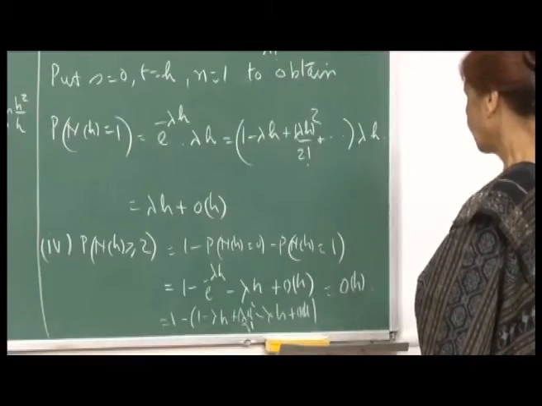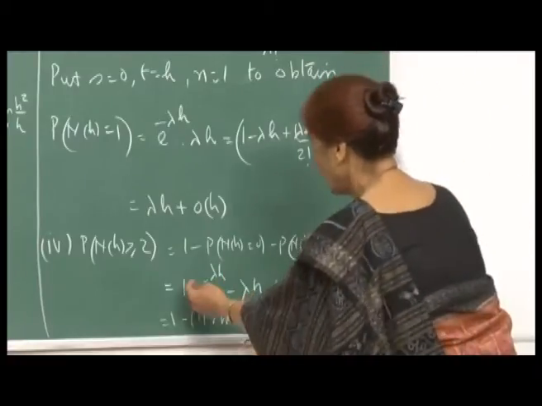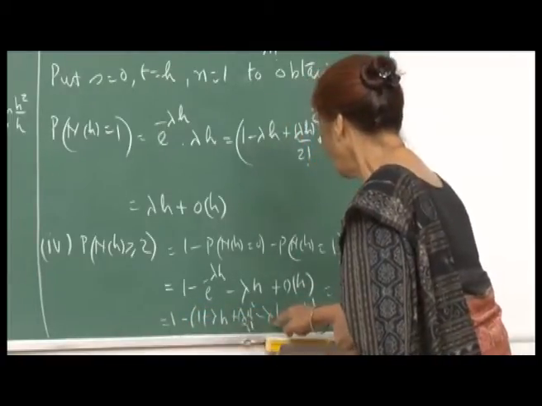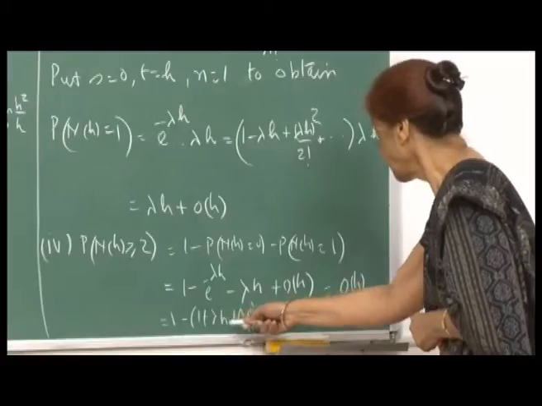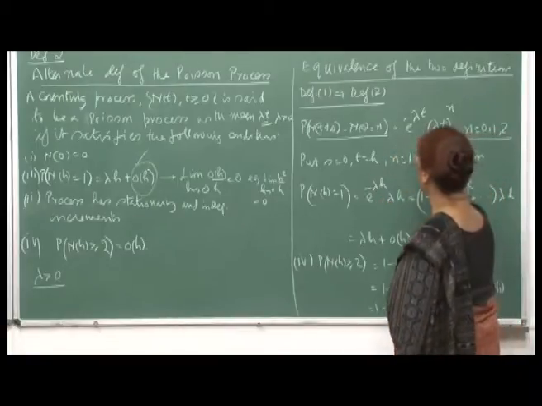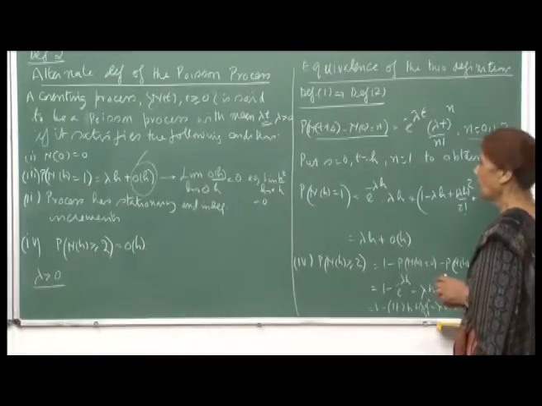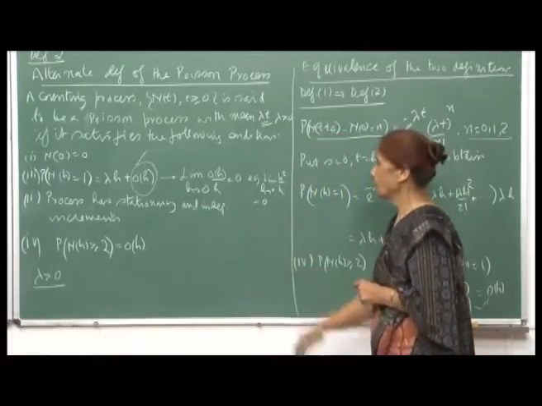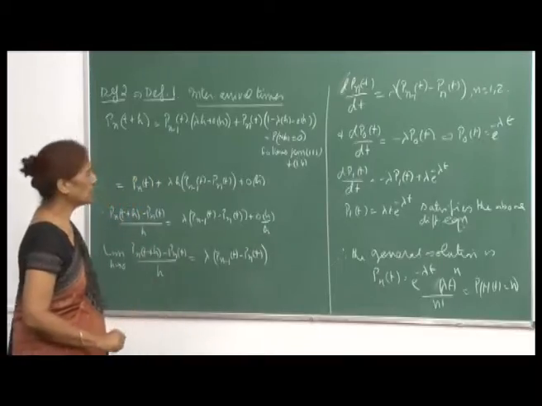So, then you have a minus sign here. So, this becomes plus, because minus and then 1 minus lambda h. Therefore, the 1 cancels out, lambda h minus lambda h cancels out, and you are left with something of order higher than h, and this is also o(h). So, the whole thing is o(h). So, you can see that definition 1 implies definition 2, and now we will show you that definition 2 implies definition 1, and most of the time we would be working with this definition of the Poisson process.